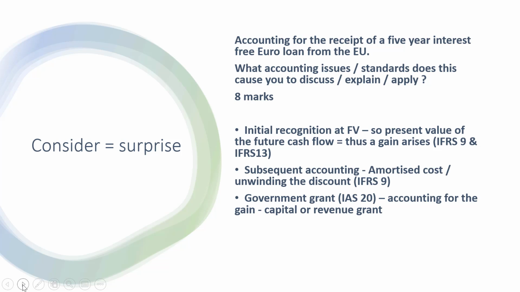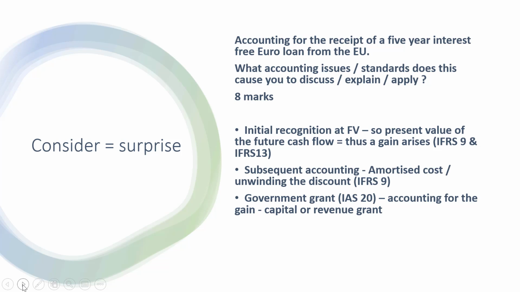It's a grant. I don't know, if it's a revenue grant, the gain goes straight into P&L. If it's a capital grant, then you've got presumably deferred income, which you then release back to the P&L as you depreciate the asset that it's helping to finance. So it's a government grant. And what's the fourth area? I think each of these areas can be made into 2 marks.